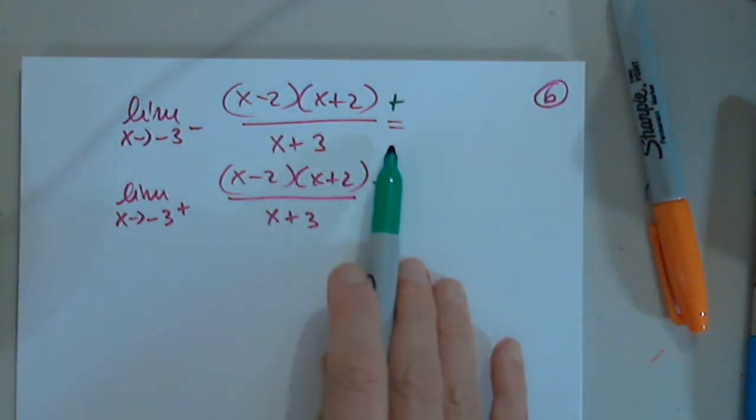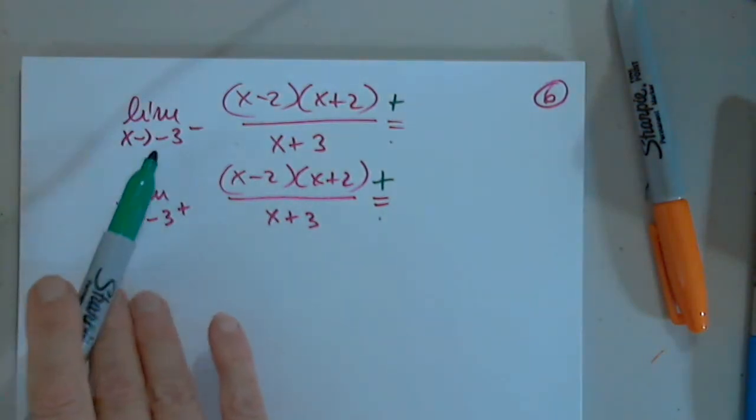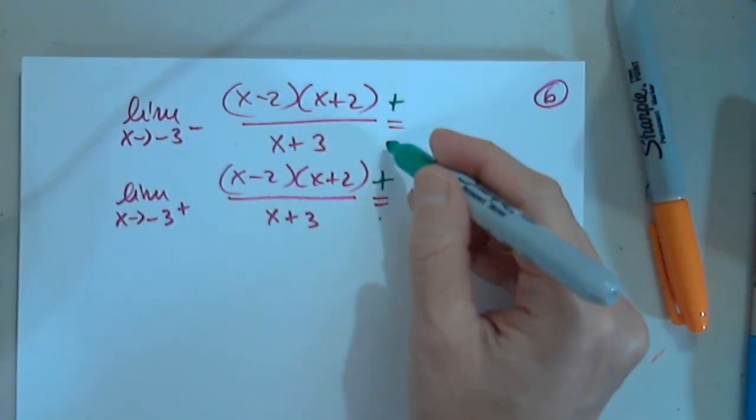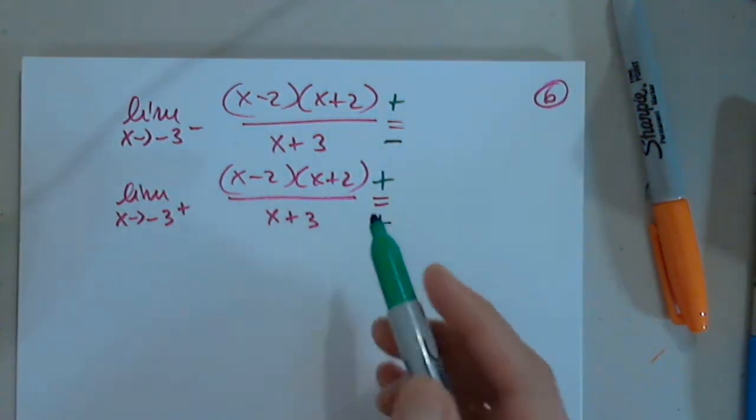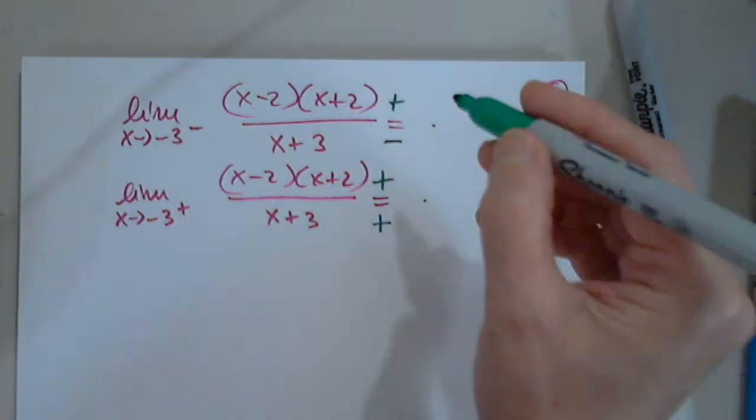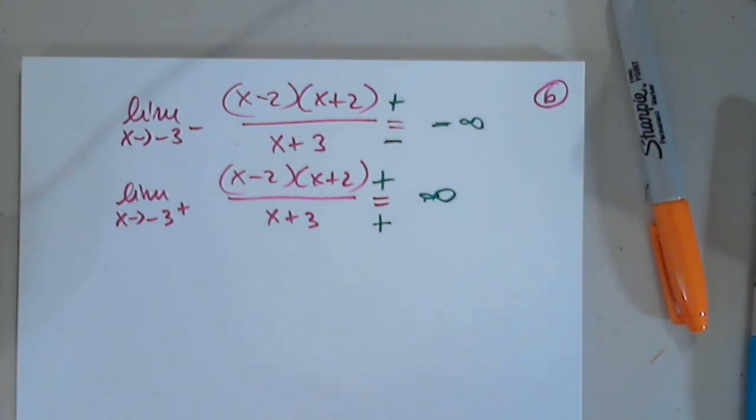And where does this go? With negative 3 from the left and with negative 3 from the right. Would they both be negative? Or no, the top one would be negative, the bottom would be positive. Good. So then we know the answers. Negative infinity and positive infinity. Yes, of course. Thank you.